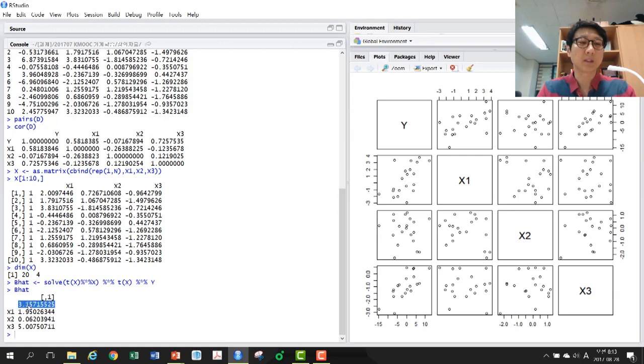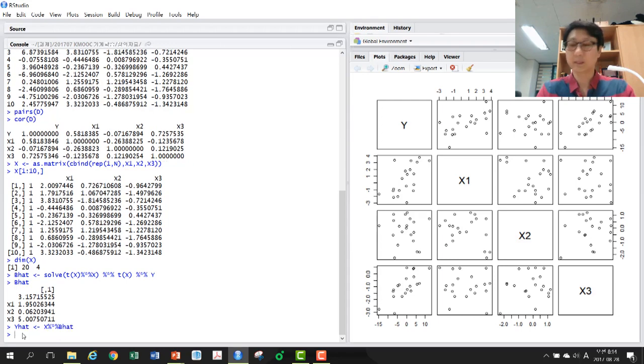This is the estimated coefficient of the intercept, whose true value is 3, and this is the coefficient of x1, whose true value is 2, and this is the coefficient of x2, whose true value is 0, and this is the coefficient of x3, whose true value is 5. So it actually estimated well. Then the estimated y hat is given by X times beta hat. This is the y hat.